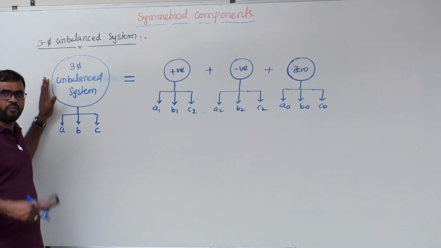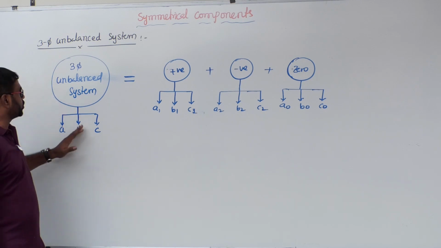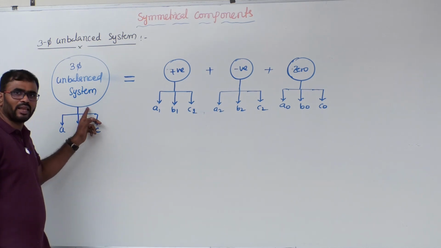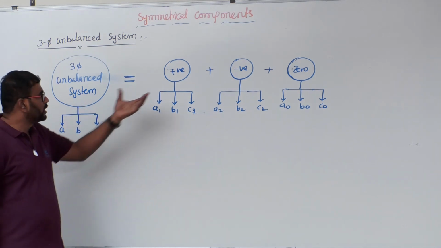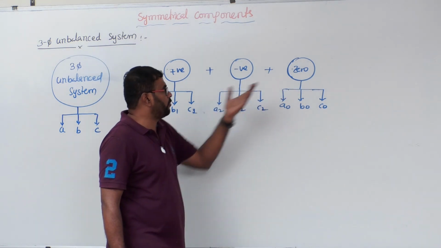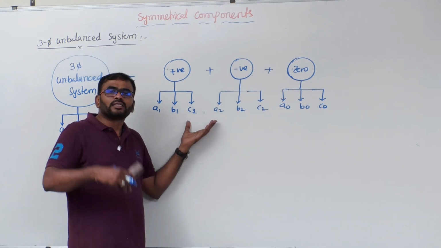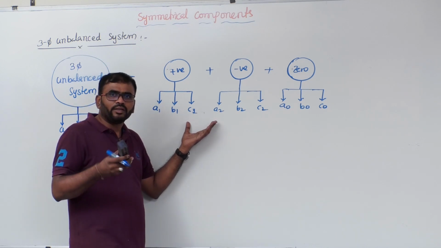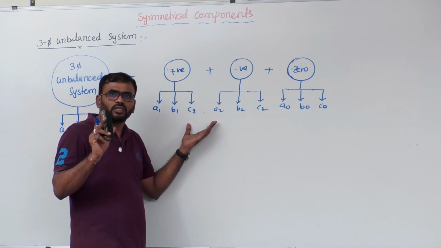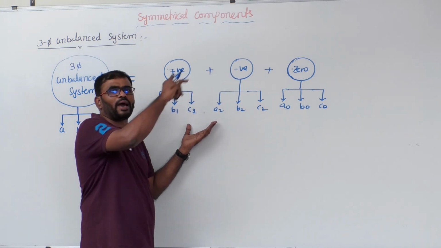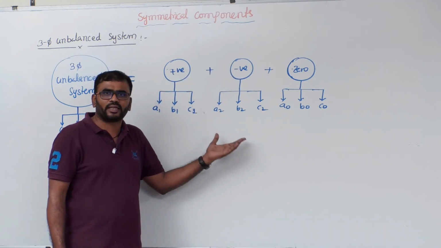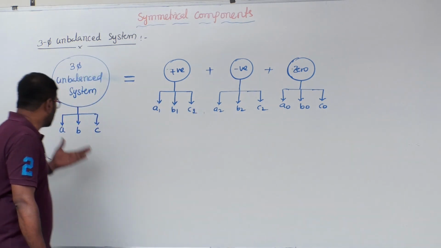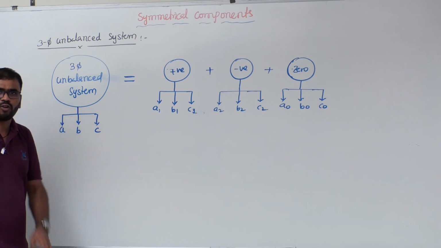So if it is a three-phase unbalanced system, then according to Dr. C.L. Fortescue's theorem, a three-phase unbalanced system is resolved into three balanced systems of phasors called symmetrical components of the original phasors. I am repeating, a three-phase unbalanced system is resolved into three balanced systems of phasors called symmetrical components of the original unbalanced phasors. Now let us see here, this is the unbalanced system, consisting of how many phasors?